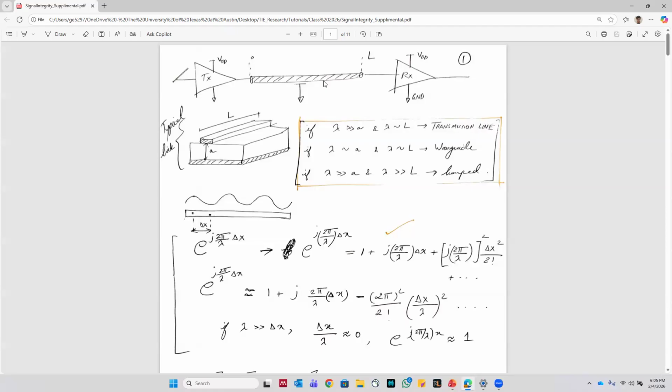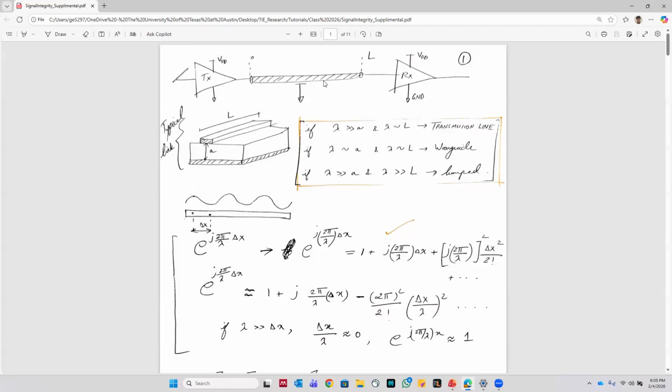So it still has wave-like properties along the length, but it behaves as lumped along the cross section, right? So that's a transmission line. And then the other case is when the wavelength is very large, meaning your frequency is very low, and the wavelength is much larger than dimension A or dimension L, you can just treat it as a lumped element. So you can just treat it as a single resistor, single capacitor, single inductor, right?